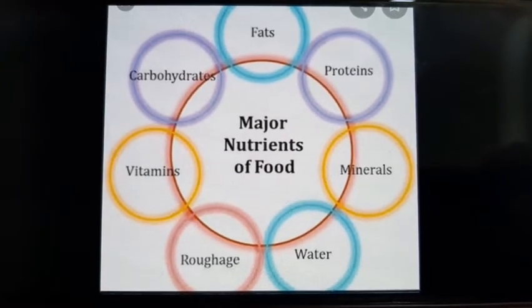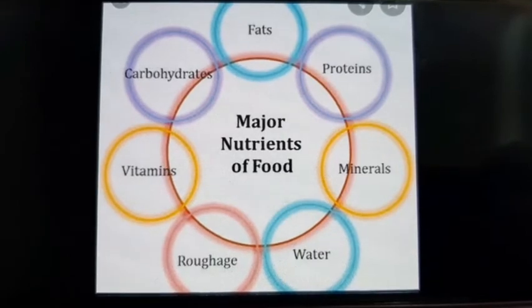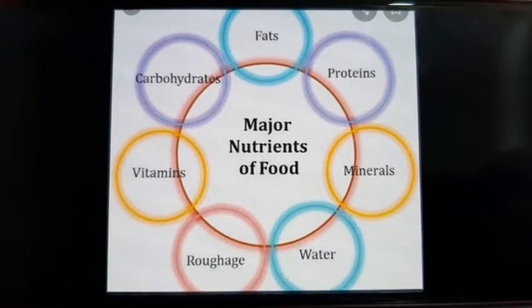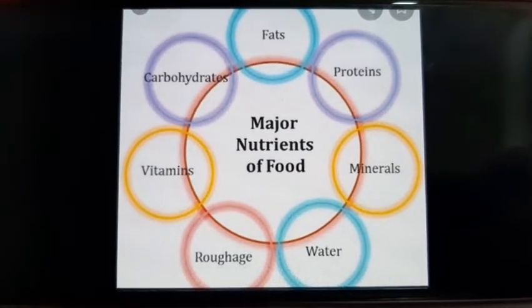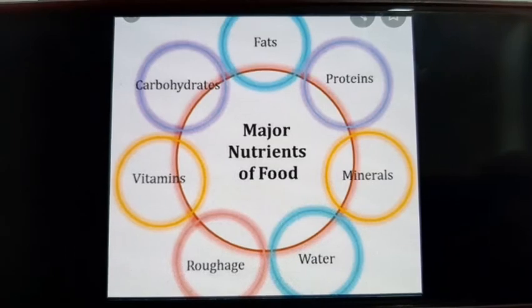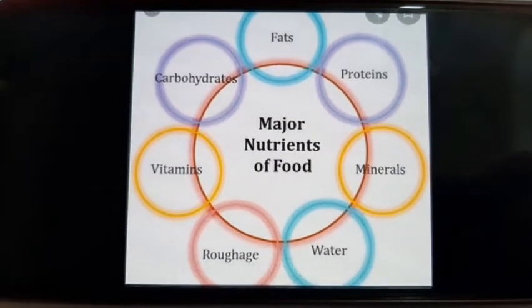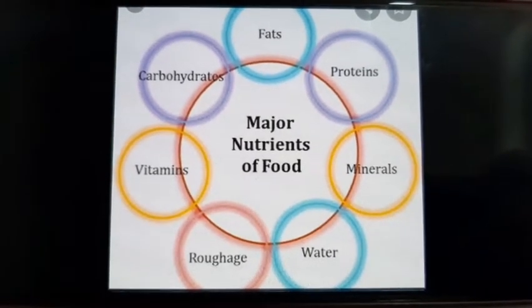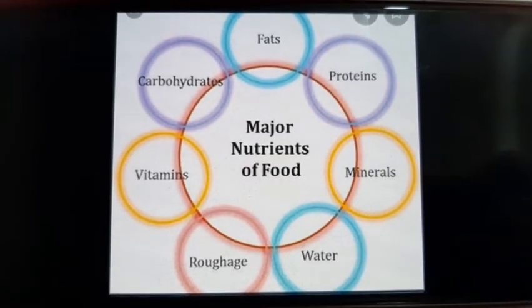The picture displays the major nutrients of food, that are carbohydrates, fats, proteins, vitamins, and minerals. These are the 5 essential major nutrients of food. Roughage and water are not categorized as major nutrients of food, but they play a very important role in the composition of food items.